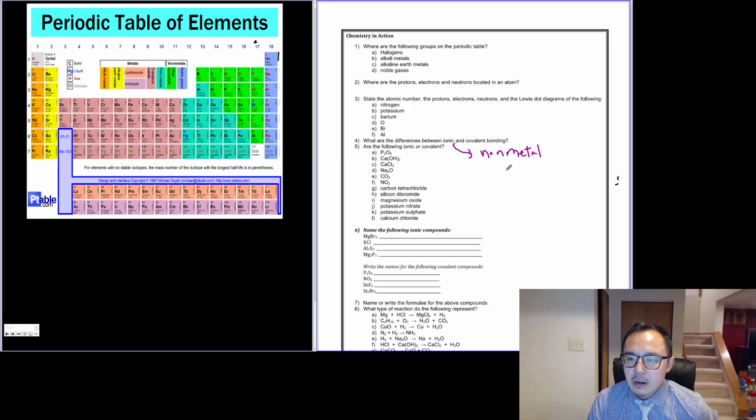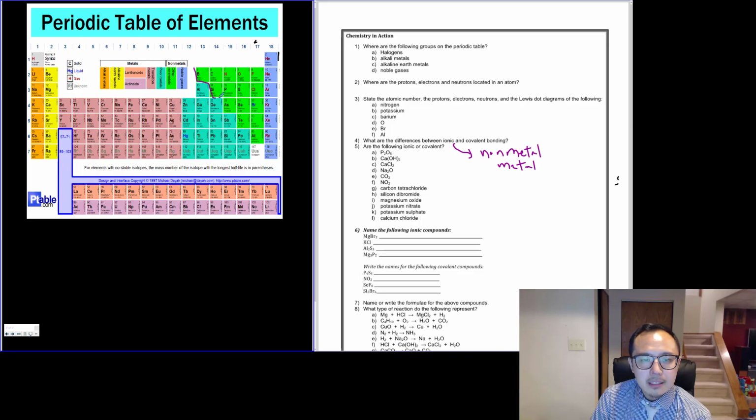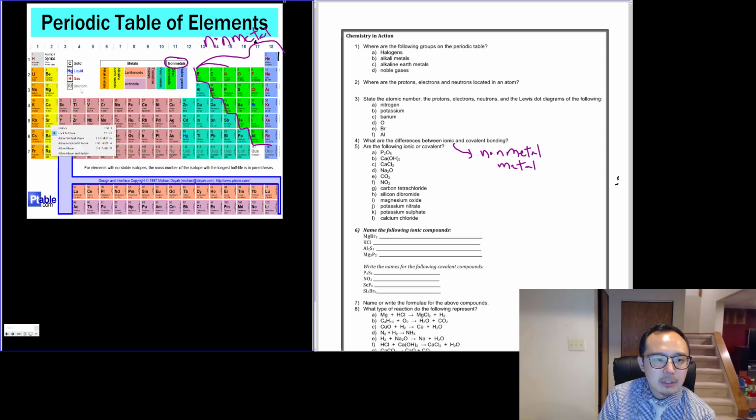So when we're looking at what a non-metal and a metal is, where they are, if you look at this ladder on the periodic table, this actually separates your metals and non-metals. So everything on this side are going to be your non-metals. And then everything on the left side, these ones are all your metals.